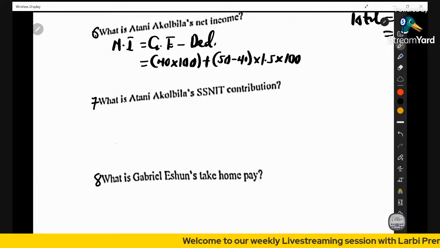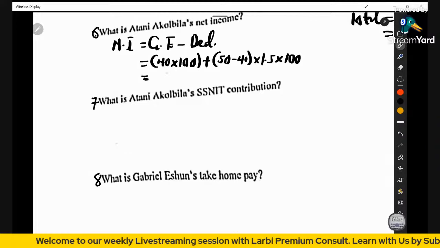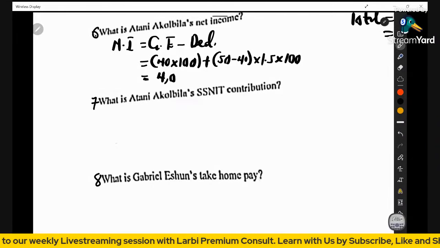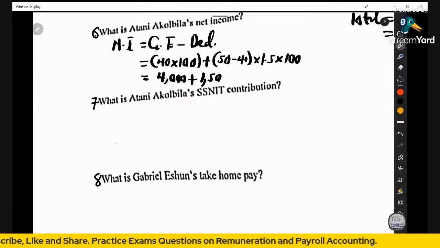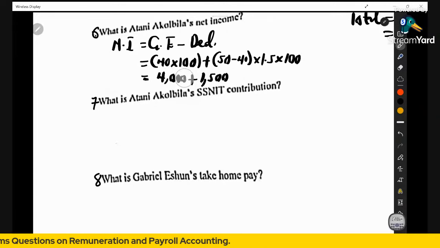And I think that's going to be all for his gross earning. So in this particular case, we are going to get here to be what? 4,000. Okay. And in my case, I also had the overtime income to be equal to what? 1,500. You can compute that and let's see if that's true. Okay, so this is going to be his total gross earning.